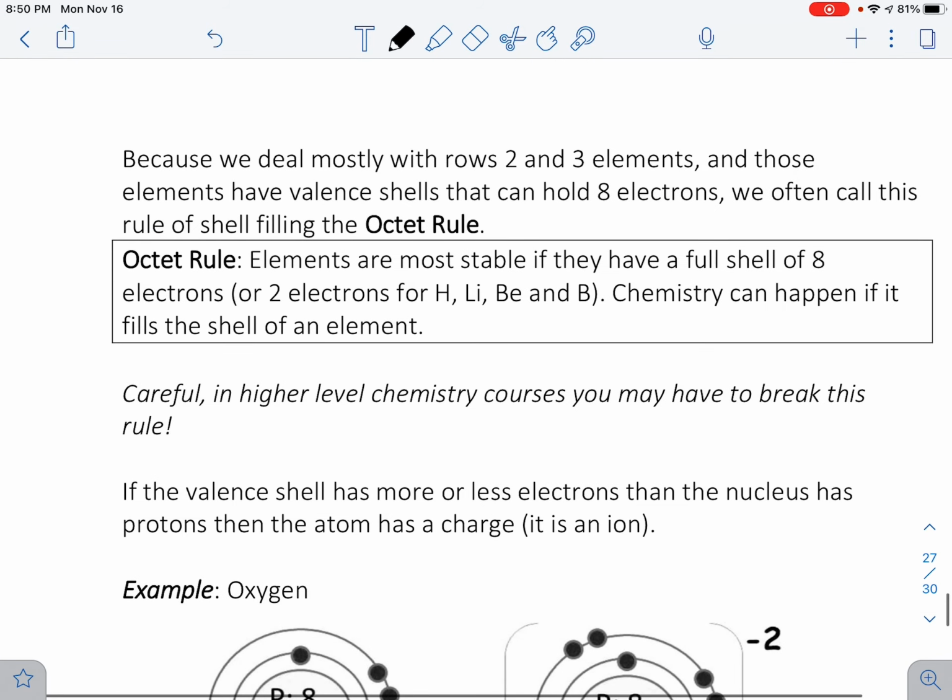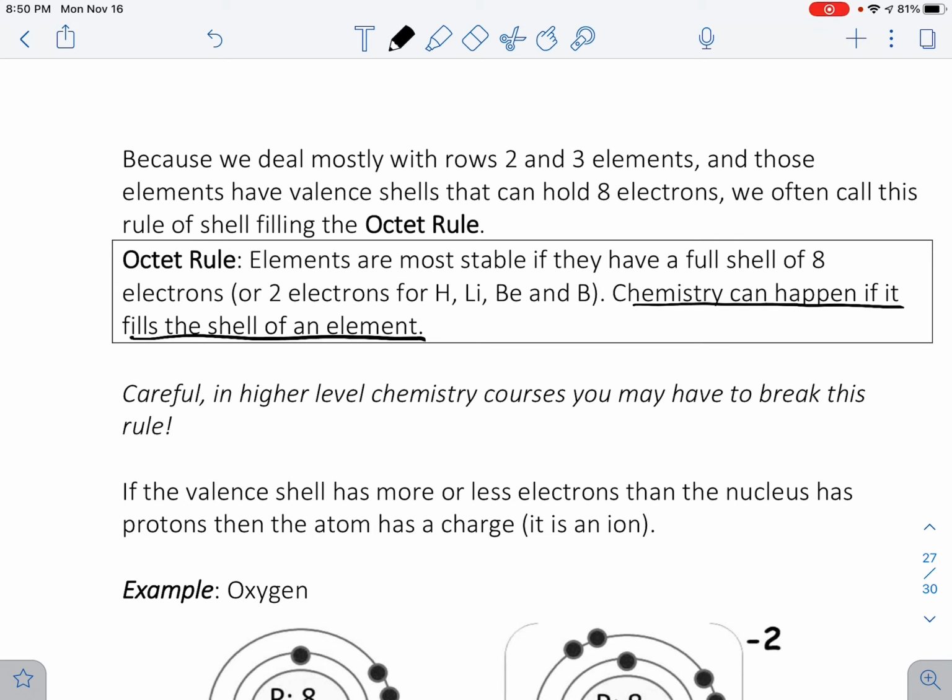Because we deal mostly in row 2 and 3 elements, and those elements have valence shells that can hold 8 electrons, we call this the octet rule. Octet rule. Elements are most stable if they have a full shell of 8 electrons, or 2 electrons for hydrogen, lithium, beryllium, and boron. Chemistry can happen if it fills the shell of an element. So that's another trick. Chemistry can happen if it fills the shell of an element.